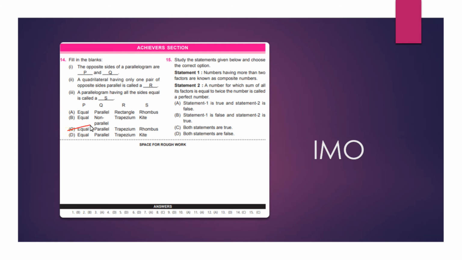15th one, last question. Study the statements. Numbers having more than 2 factors are known as composite numbers, and numbers for which the sum of all factors is equal to twice the number are called perfect numbers. So which of the following statements is true? You have to find out, that's all. The answer for this is both statements are true, that's all.